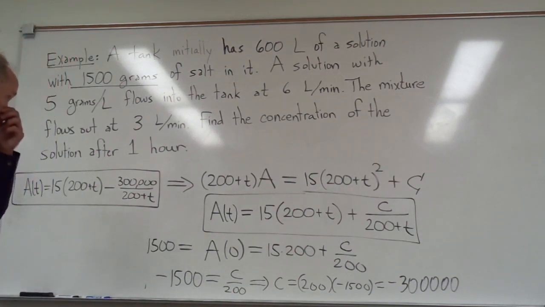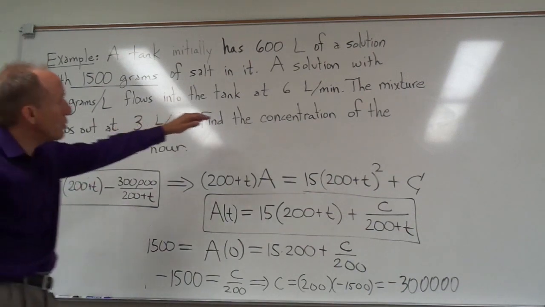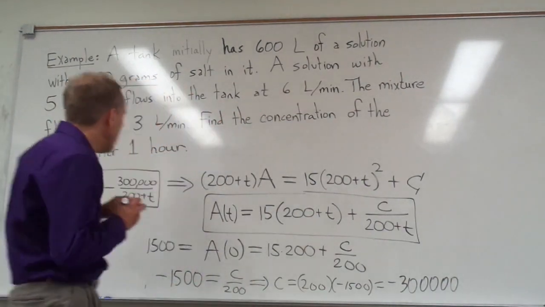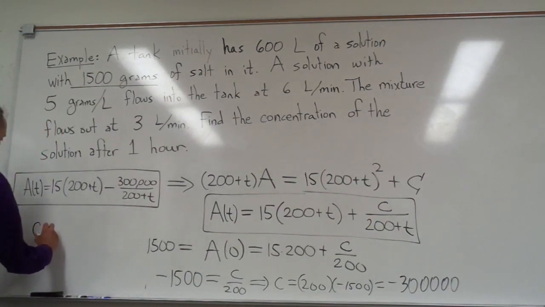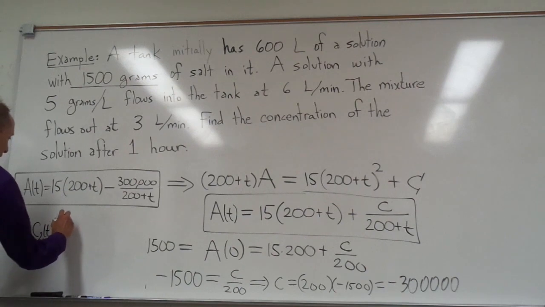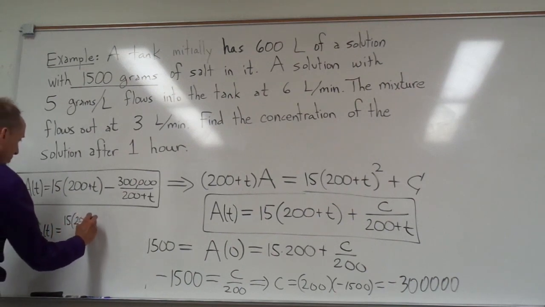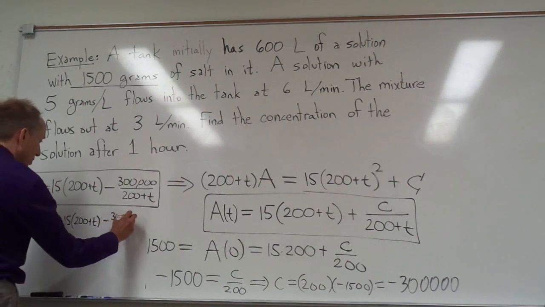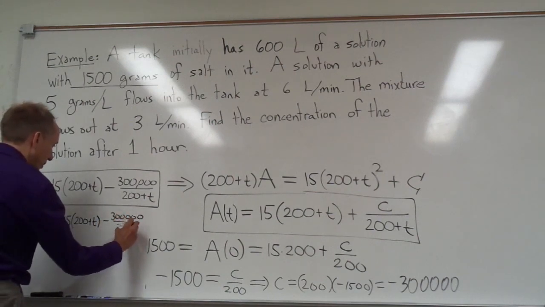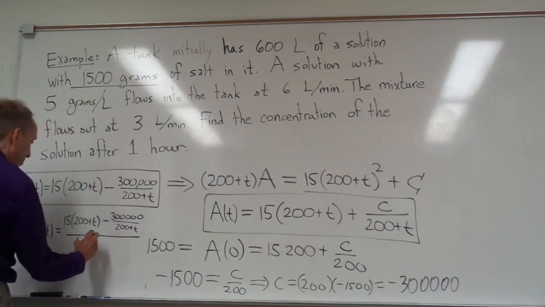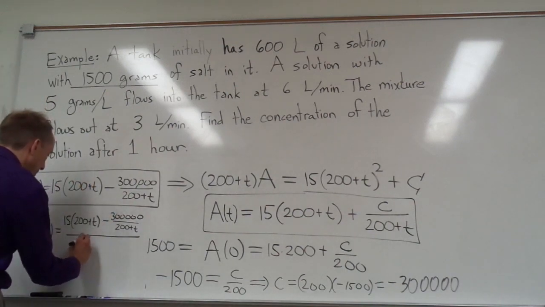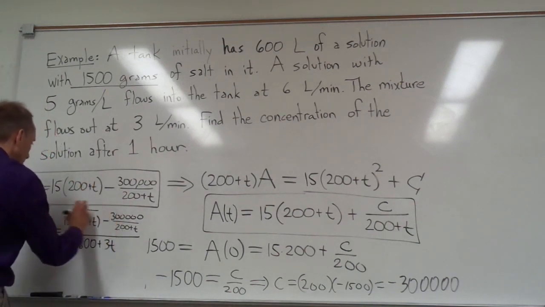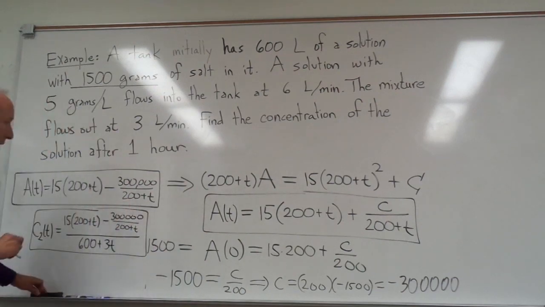All right. So from there, we have the amount of the chemical, but we have to read the question very carefully. It says find the concentration of the chemical. So the concentration, remember, is the C2 of t. And for that, we have to take the A of t, which is 15 times (200 plus t), minus 300,000 over (200 plus t). And we have to divide that by the volume. And the volume in the tank, if you remember, we wrote it down earlier, it was 600 plus 3t. So this is actually the concentration at any time t.